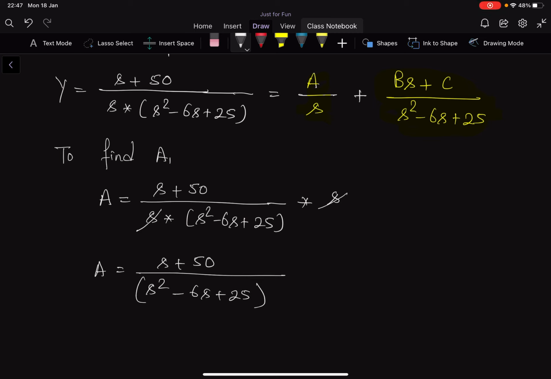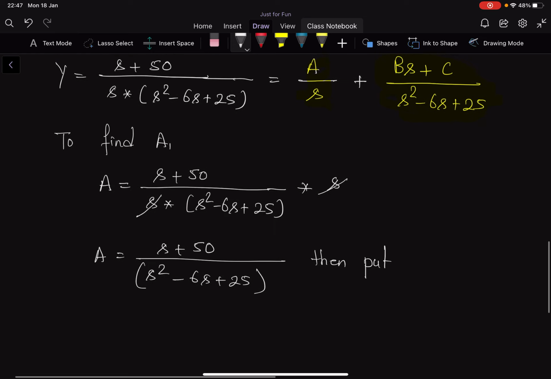Now once you have this, only for this condition, only when you're finding A, you have to put whatever is dividing A equal to 0. In our case here it is simply s, so s equals 0. If you had something different there, like s minus 1, then you would say s minus 1 equals 0 and s equals 1, and in that condition you would put s equals 1. Right now, since we don't have s minus 1 there and have simply s, we are going to put s equals 0.